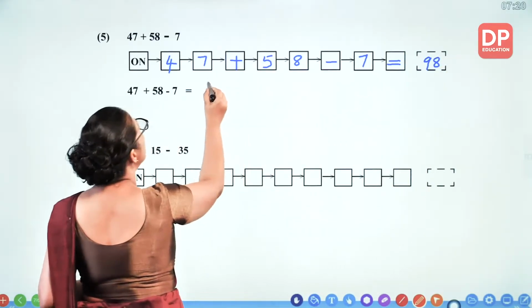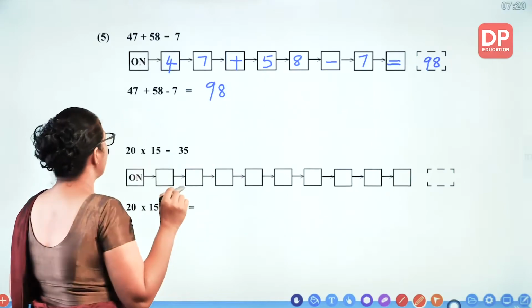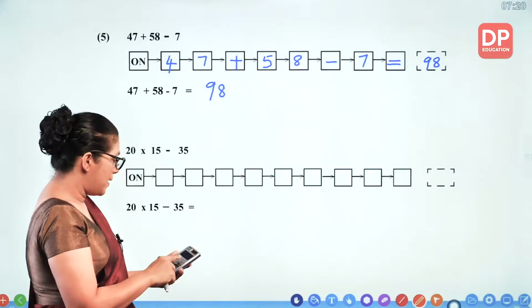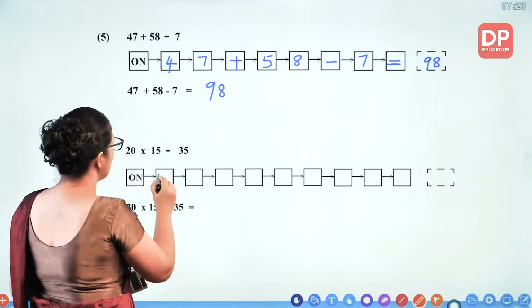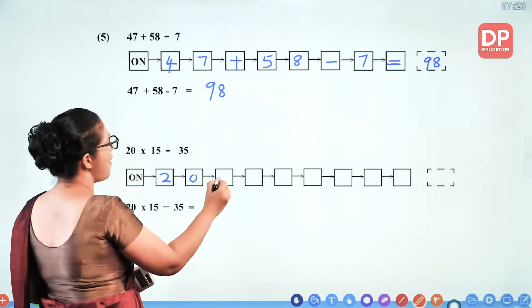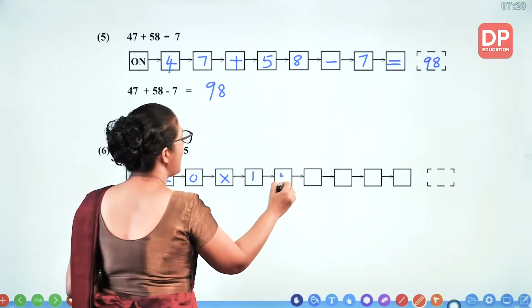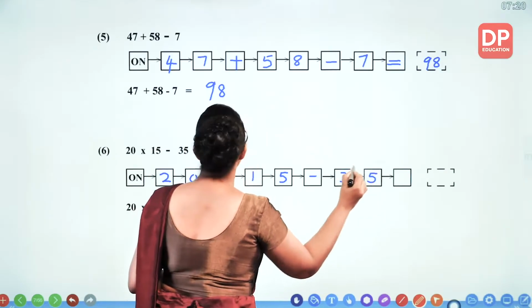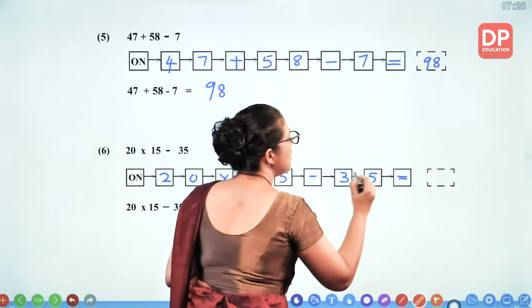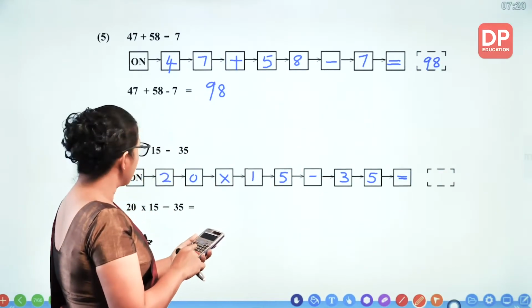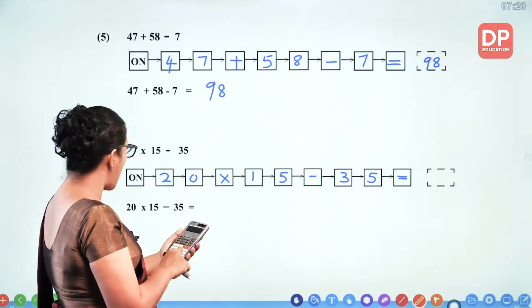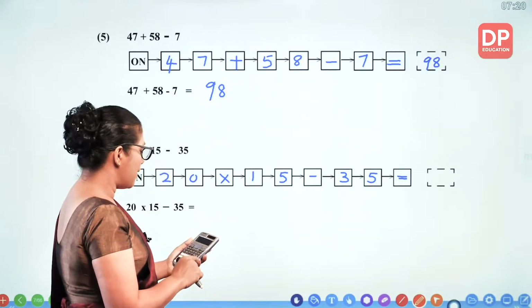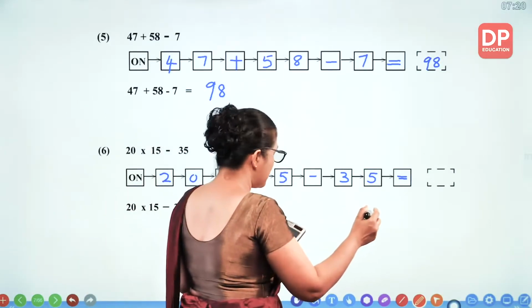Now, multiplication and subtraction combination. 20 multiplied by 15 minus 35, and then the equal sign. So 20 times 15 minus 35 is 265.